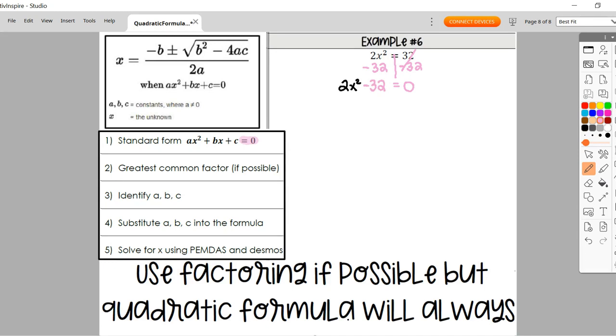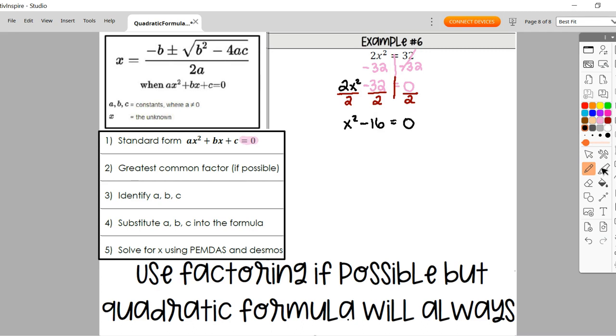From here, I'm going to look to see if we have a greatest common factor, and indeed we do. I can divide both 2x squared and negative 32 by 2. That would be my greatest common factor. Because it's an equation with an equal sign, I can divide every term by 2, and my result will be actually dividing that out for each term. 2x squared divided by 2 is 2 divided by 2, which is 1. Leave the x squared. Negative 32 divided by 2 is a negative 16, and 0 divided by 2 is 0.